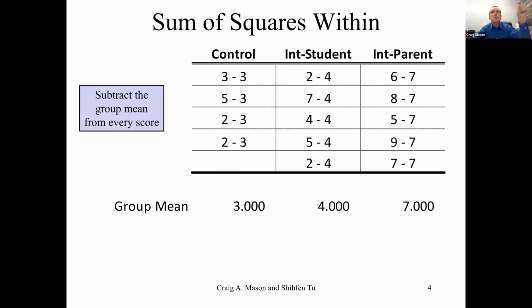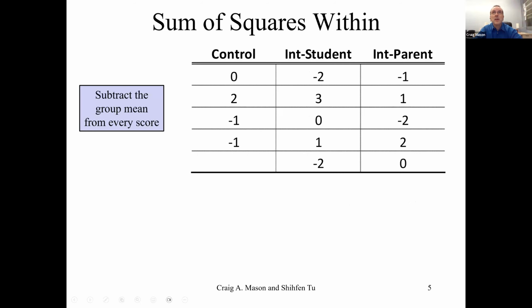Okay, so to do our sum of squares within, we need to do the sum of squares for each of these groups. So we subtract the group mean from everybody's score, their respective group mean. For the control group, the mean was 3, so I subtract 3 from everybody's score. For the kids in the student-based intervention, I subtract their mean of 4. And for the parent group, their mean was 7, so we subtract 7 from everybody's score. So we do those calculations. Here are the values that we get.